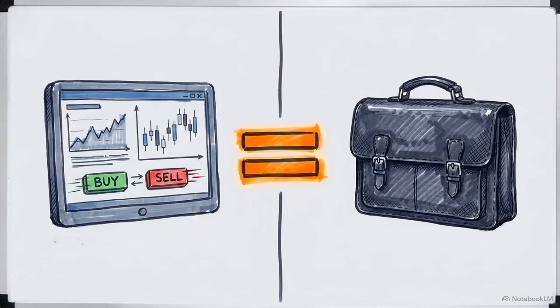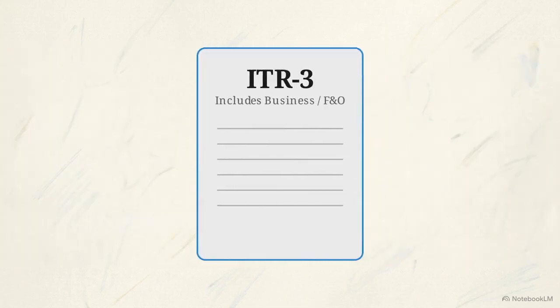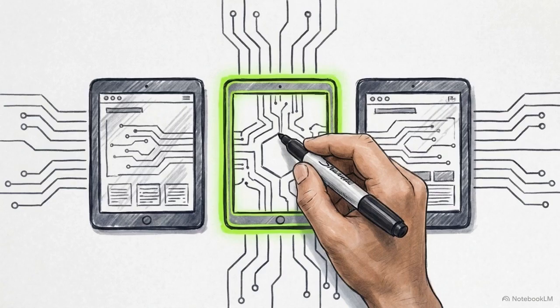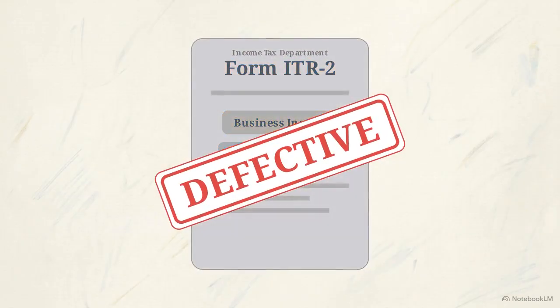It is important to note the absolute disqualifier. Any involvement in intraday trading or futures and options is legally classified as business income. If you have these trades, you must move to ITR 3. Selecting the correct form is the first step of the process. Choosing ITR 2 when you are ineligible will lead to your return being marked as defective by the department.